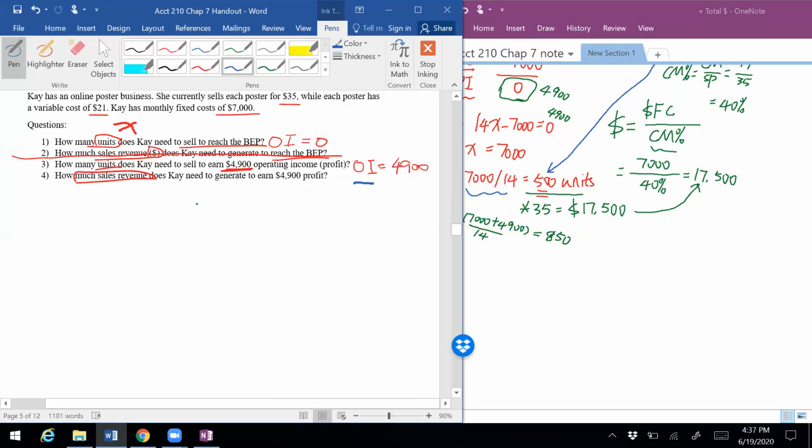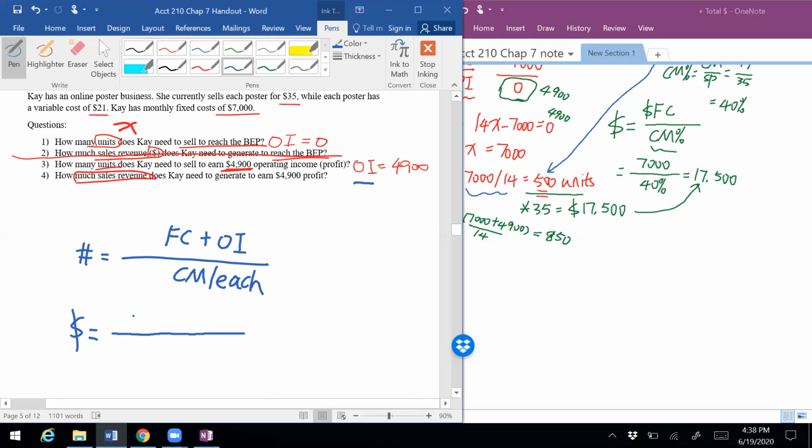If this is the case, the units will equal your fixed cost. That's not enough. We want to get some operating income. So your numerator has to be fixed cost plus the operating income, and then divided by your contribution margin for each unit. Similarly, if you want the dollar amount for the revenue, the formula will be fixed cost plus your operating income divided by your contribution margin percentage.